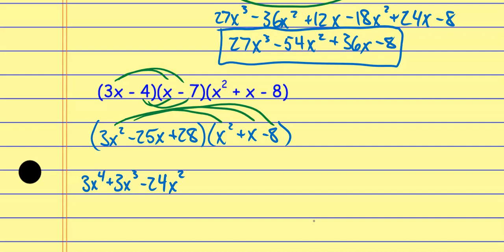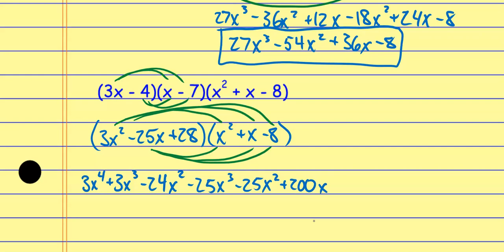Okay, so that was just the first term. Now I've got to do the next term. I have to distribute the negative 25x to each of these. Okay, when I distribute the negative 25x, that's a negative 25x to the 3rd, minus 25x to the 2nd, plus, looks like a 200x. Okay, and yeah, the values are a little big, and that's okay. All right, you can use your calculator if you need to. But now I still have that other term to distribute.